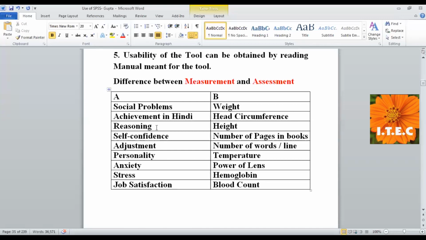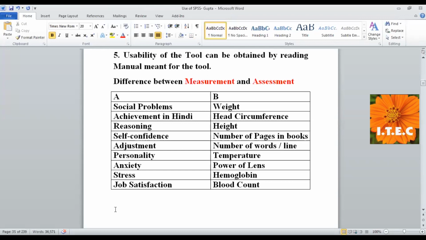Can you find out the complete reasoning of any person? The answer is no. The information will be quantitative in nature. Can you find out the complete self-confidence of any person? The answer is no. And information will be quantitative. So under A, whatever is given, you cannot find out the complete information.